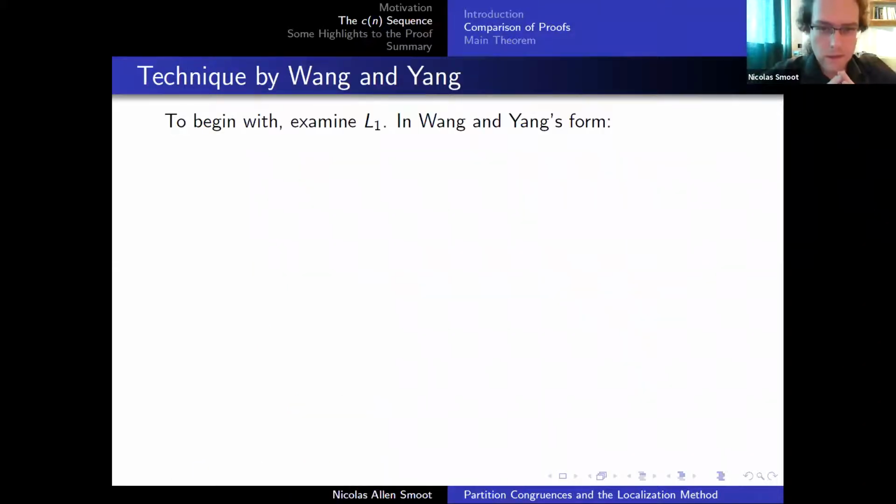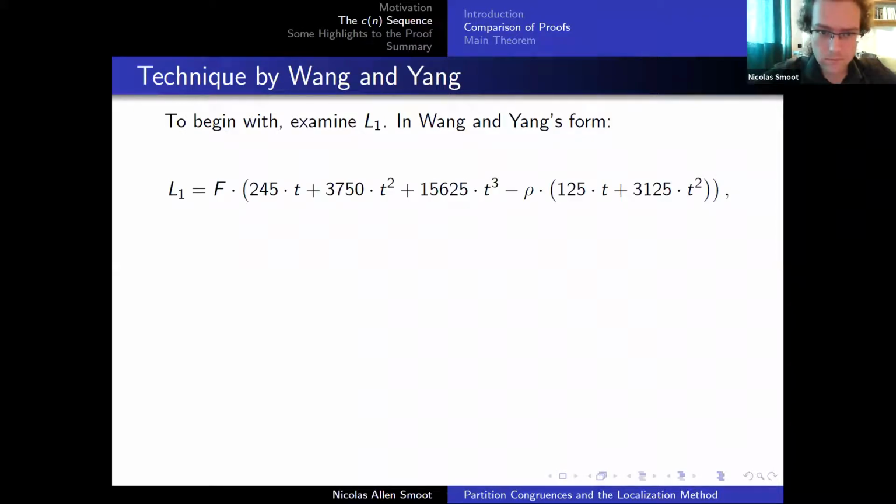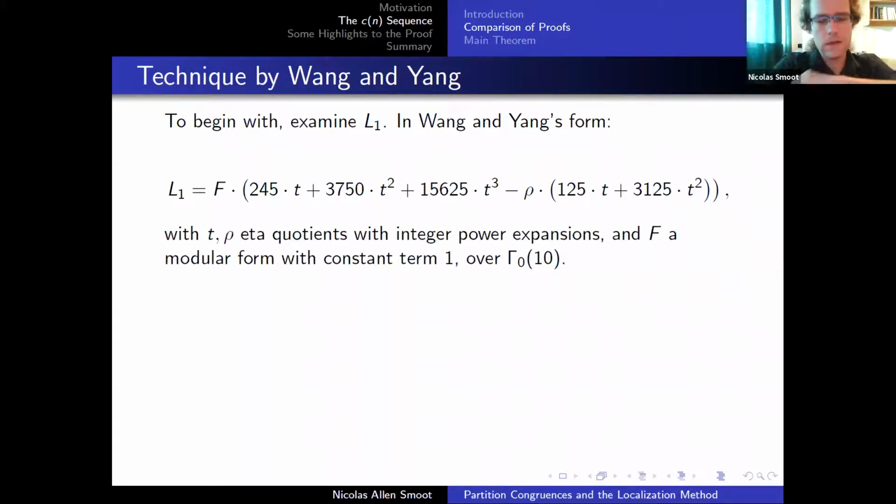Now, what Wang and Yang originally did, and I'll show, for example, their first key example here, is they write L1 like this here. Now, a few things to pick apart here. T and rho are just eta quotients. They're modular functions. They have integer power series expansions, relatively well behaved. F in this case is a modular form with a constant term 1, and all of this is over gamma 0, 10.